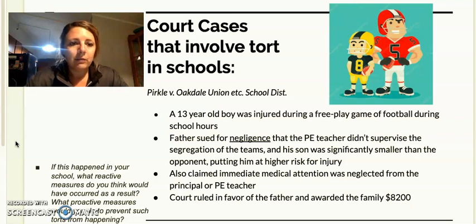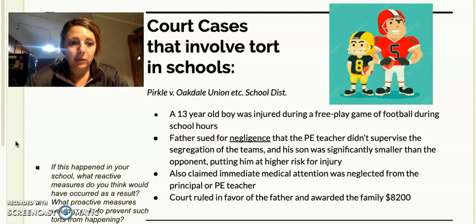They also claimed that once the student was injured during the game, they moved him to the locker room, got him ice, and kind of just monitored him and didn't give him the immediate medical attention that he needed. The court ruled in favor of the father and awarded the family $8,200.